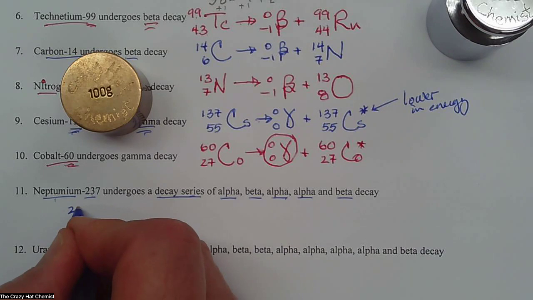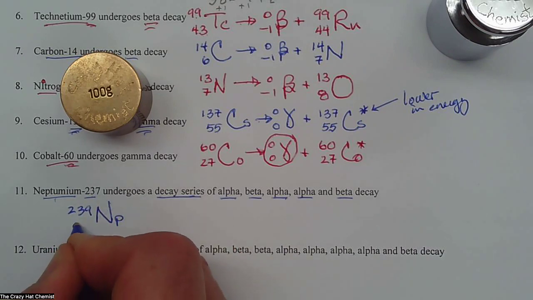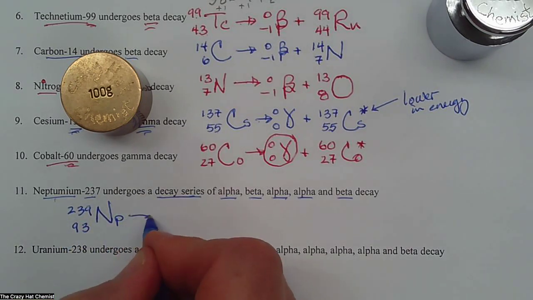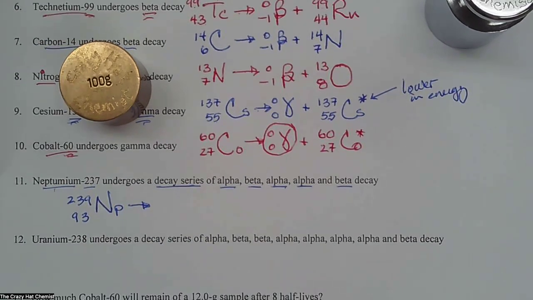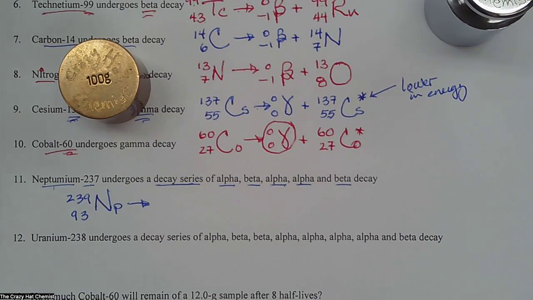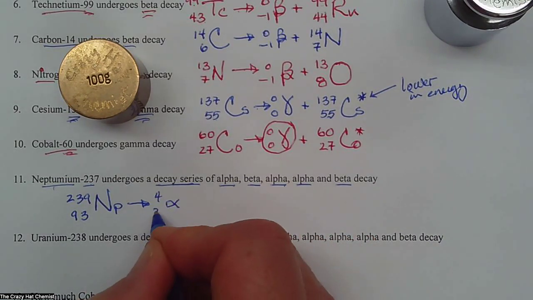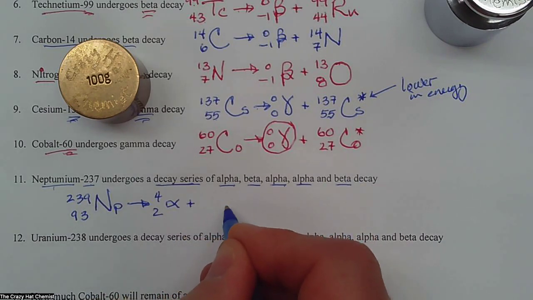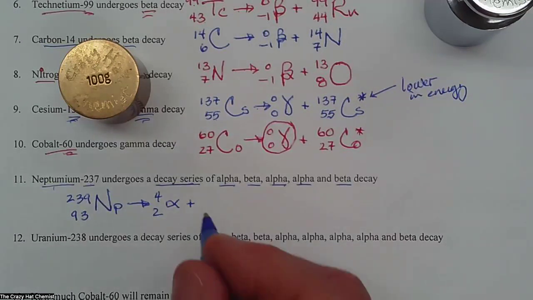So 237, that's an NP, and it's 93 for the atomic number. It's going to undergo a series of decays. Okay, and so the first decay will be an alpha particle. That's alpha is 4 and 2. Then a beta. Notice I'm not going to write out the product and then do the next one and the next one. I'm going to do this all in one fell swoop.